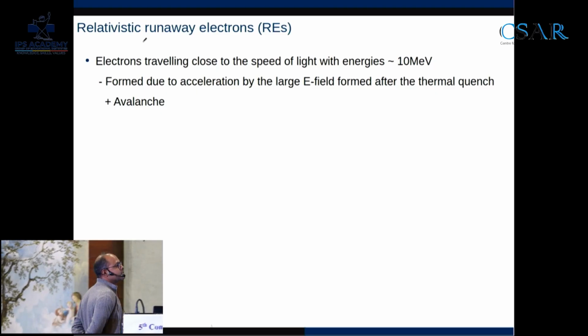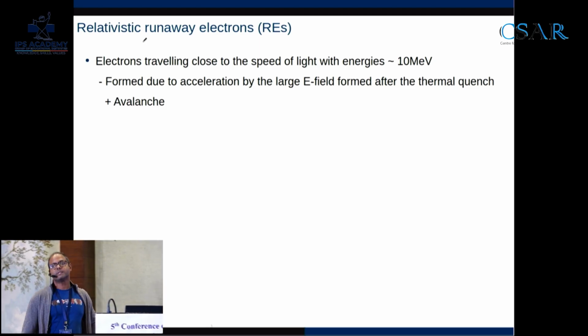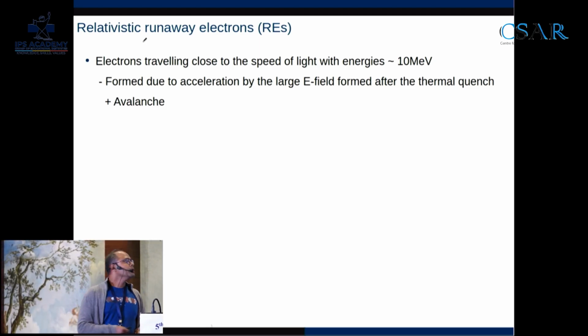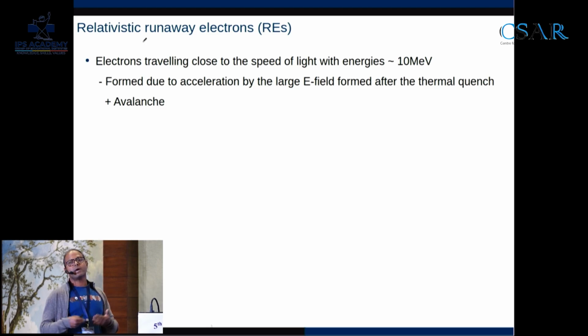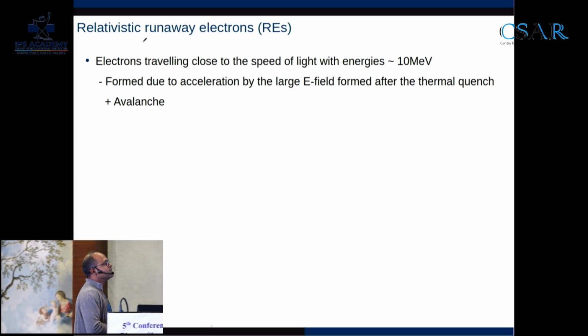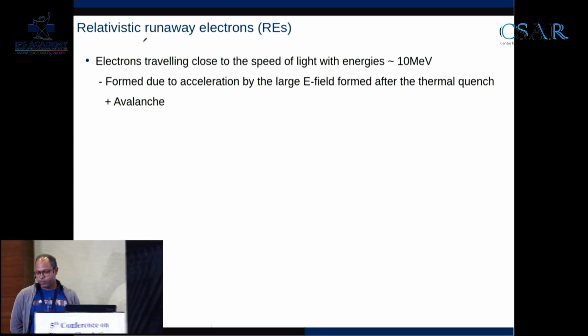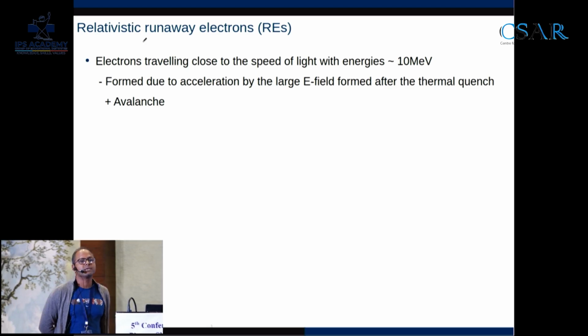So first of all, where do these electrons form from? As you have seen, when the plasma cools down after a thermal quench, you have very large resistivity. That means that the parallel electric field also becomes large. Such an electric field can accelerate a certain small population of electrons to relativistic velocities.